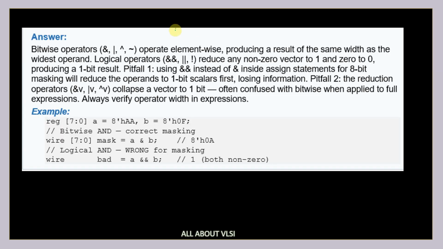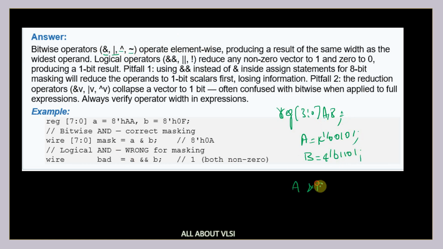Basically, bitwise operators (bitwise AND, bitwise OR, bitwise XOR, bitwise NOT) operate element-wise. For example, if I have [3:0] a, b, and let's say a is equal to 4'b0101 and b is equal to 4'b1101, then if I perform a bitwise AND operation between these two variables, the bitwise operation will be done, for example 0101 with 1101, and my resultant will be 4 bits, right?